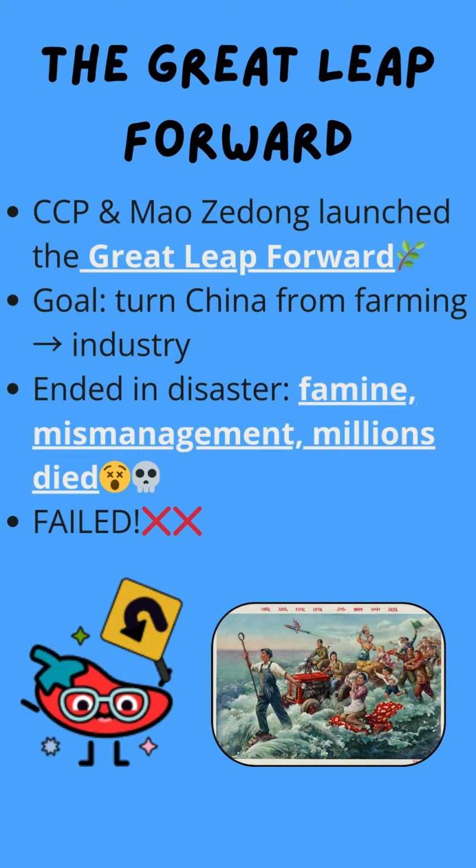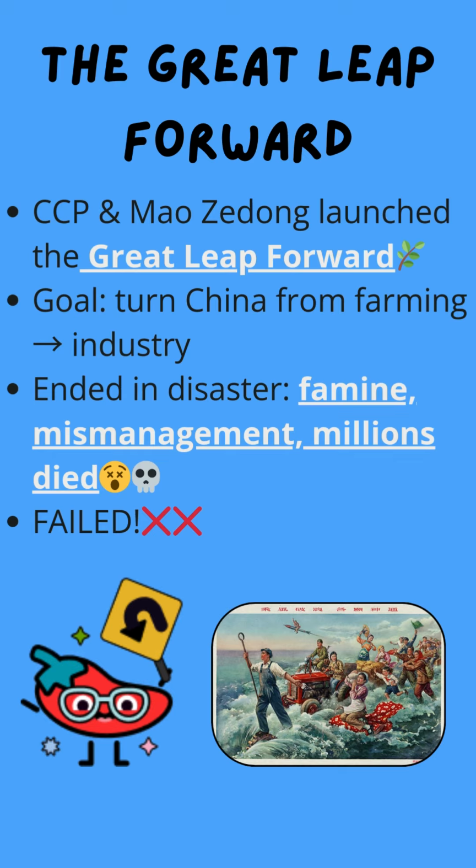The Great Leap Forward is implemented by the CCP and Mao Zedong, and the goal of it was to turn China from a farming, agriculture, stuff like that, into an industry. However, it ended in disaster. There was a lot of famine, mismanagement, millions of people died, and as I said, to reiterate here, it failed completely.